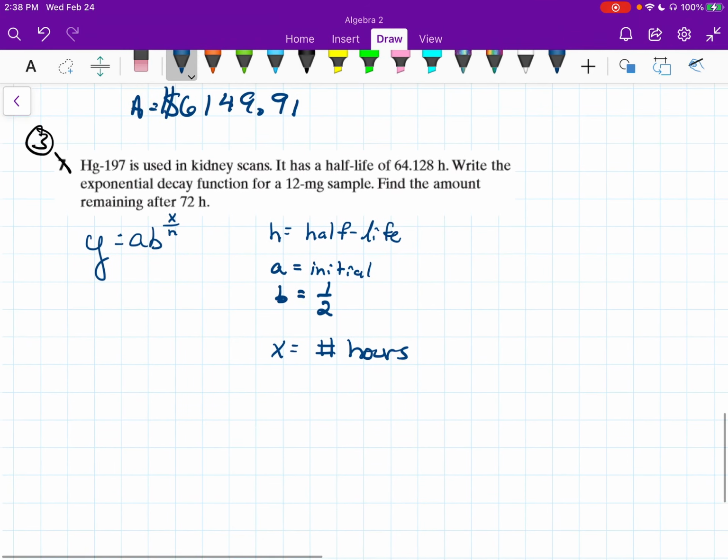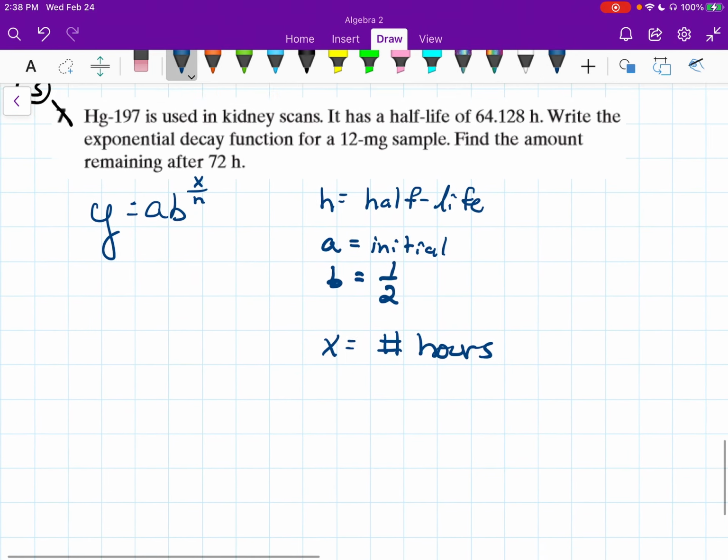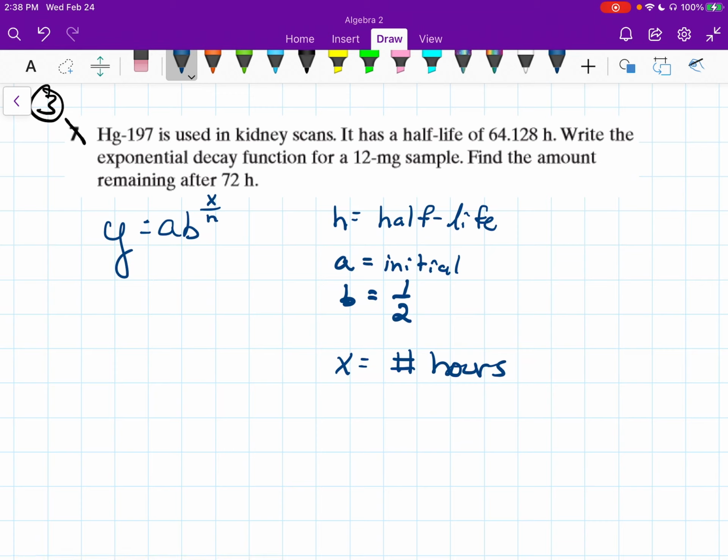So moving on. Number 3, Hg-197 is used in kidney scans. It has a half-life of 64.128 hours. Write the exponential decay function for a 12 milligram sample, and then find the amount remaining after 72 hours. So these are half-life problems. You might see them in some of your science classes as well.